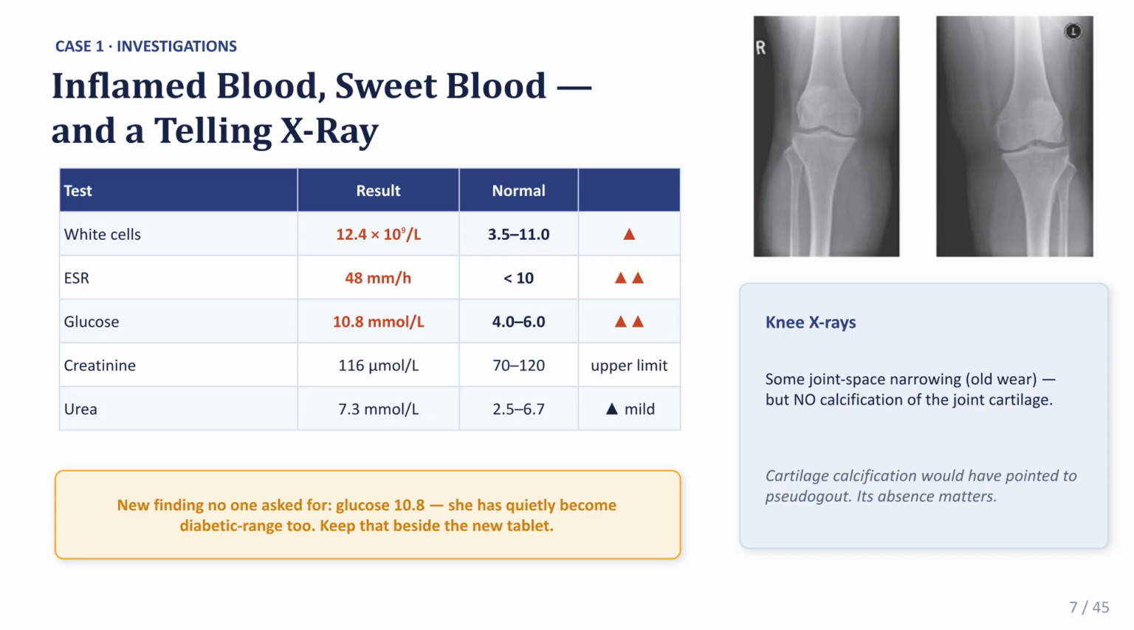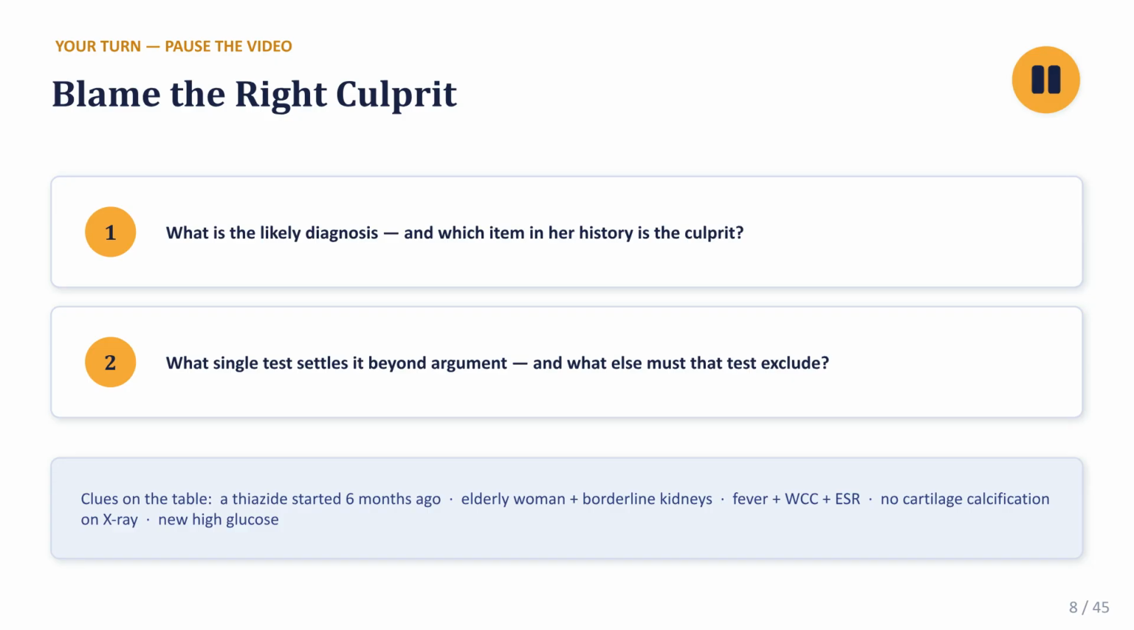Investigations reveal elevated inflammatory markers and, surprisingly, a new, elevated glucose level. The knee X-ray shows osteoarthritis, but, crucially, no cartilage calcification. This is a key negative finding. We are looking for the cause of this acute inflammation, keeping the new diuretic and her recent metabolic changes in perspective. Pause the video and consider.